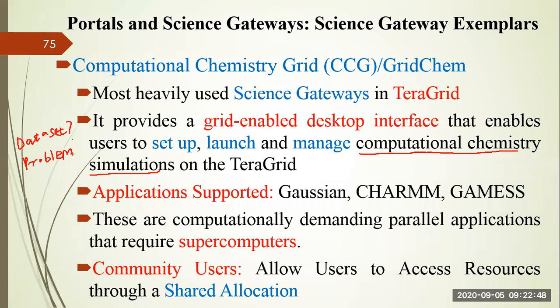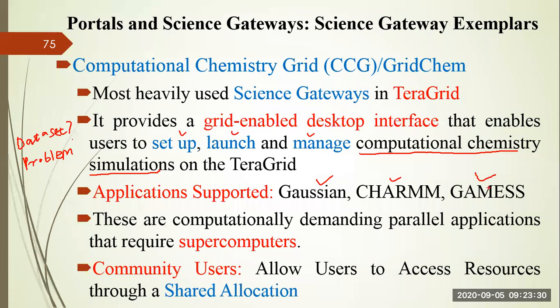That's why it says a user can set up, for example, a particular chemistry application that I need. I can set up, launch and manage that application on the TeraGrid, because TeraGrid is there in the CCG. These are the applications supported by CCG: the Gaussian application, the CHARMM application, and the GAMESS application. Those who are interested can search these applications, but we will not go into the details of this.